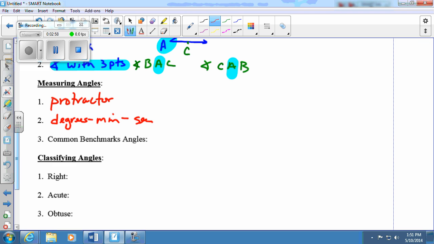And we have some common benchmark angles that we use a lot in geometry. That would be a 30 degrees, a 60 degrees, a 90 degrees, and then a 45-degree angle. I hope it's obvious why we'd use a 90 degree. The 30 and 60 come from some special triangles that we'll be looking at later on.